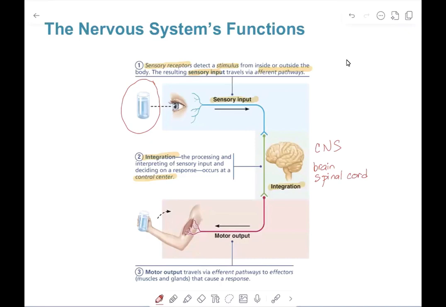The central nervous system makes a decision and then sends a signal out to a muscle or a gland via the motor output, which travels via the efferent pathway to an effector, the muscle or gland, and that causes a response. In this case, that glass of water is going to be brought to the person's lips and they are going to quench their thirst.